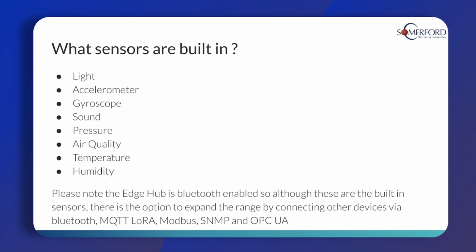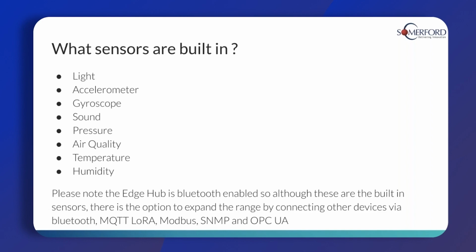So here is the full list of sensors that do come built into the Edge Hub device. As you can see, we have a light, accelerometer, gyroscope, sound, air pressure, quality, temperature. There is one external and one internal temperature sensor. It also comes with the ability to measure humidity as well. And like I said, these are just sensors that come inbuilt with the Edge Hub device itself.